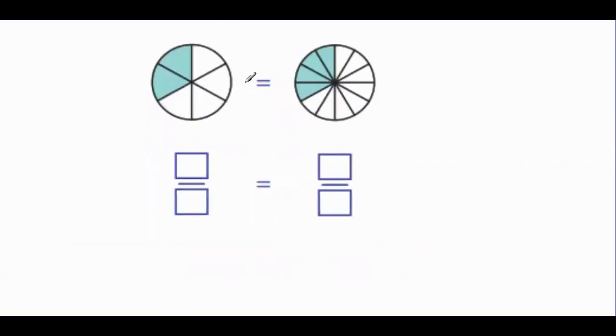So let's apply what we have learned. Here I have a pizza. It is divided into 6 equal parts, and there are 2 parts colored. The other pizza here is divided into 12 equal parts, but there are 4 colored. They are equivalent. Why? Because the colored part is the same. Okay, so 2/6 is the same as 4/12.